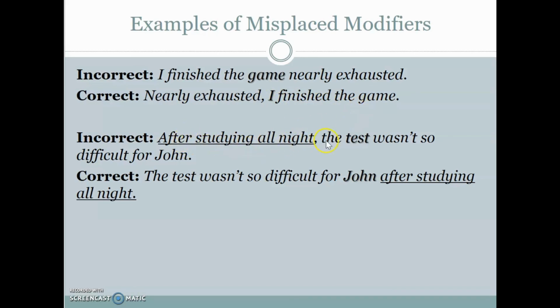After studying all night, the test wasn't so difficult for John. Again, according to the sentence, the test studied all night. But obviously it wasn't the test, it was John, and therefore it's a misplaced modifier that has to come here and modify John. The test was not difficult for John after studying all night.